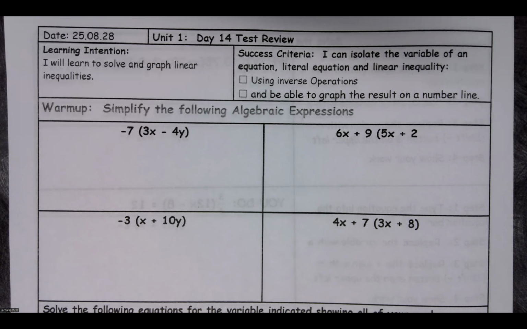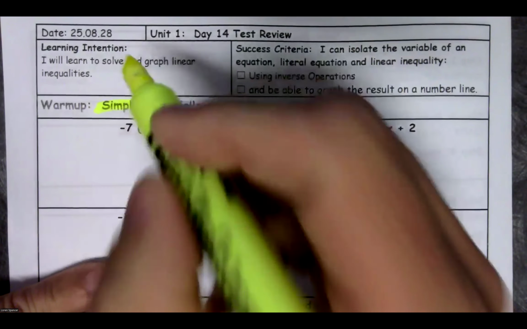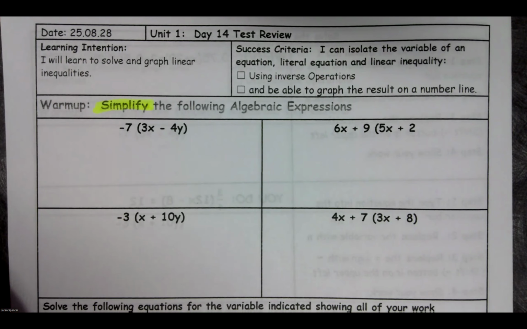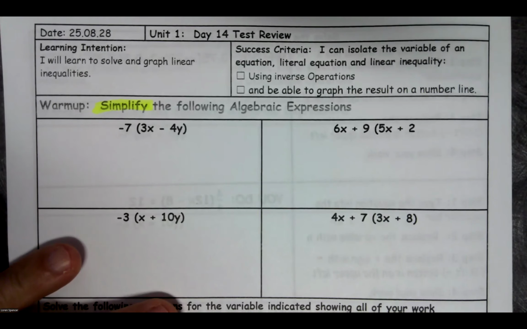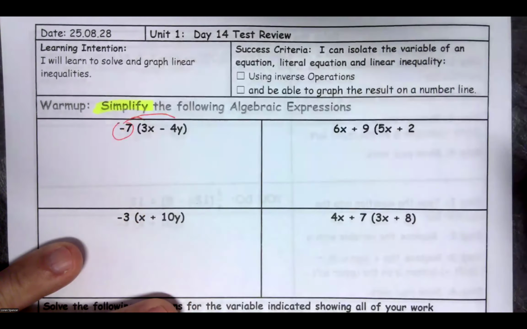For the warm up, simplify the following expressions. Notice it says the word simplify, which means we're not actually solving. In this case, that means we're going to be combining like terms and using the distributive property, one or both of those things at the same time. So in this first case, I see parentheses, so I need to multiply and distribute across.